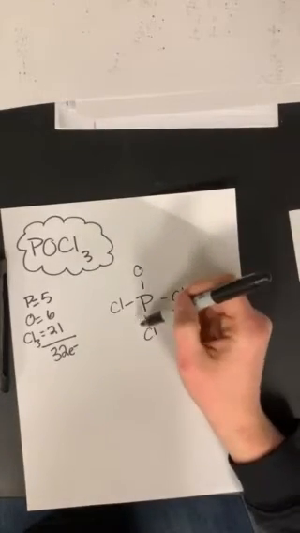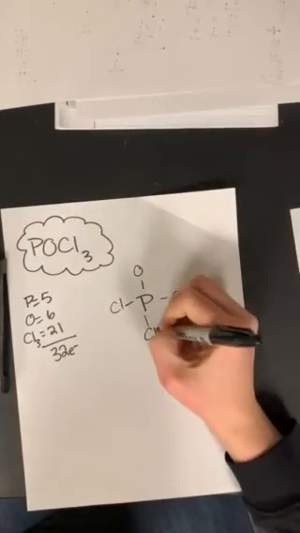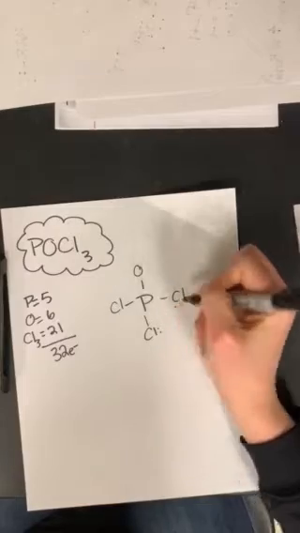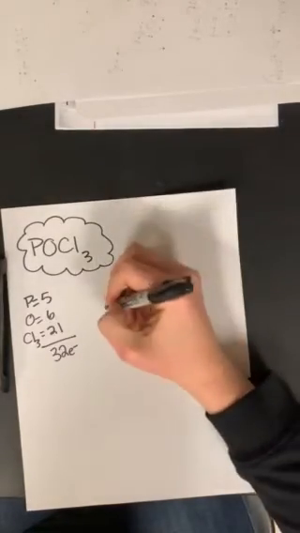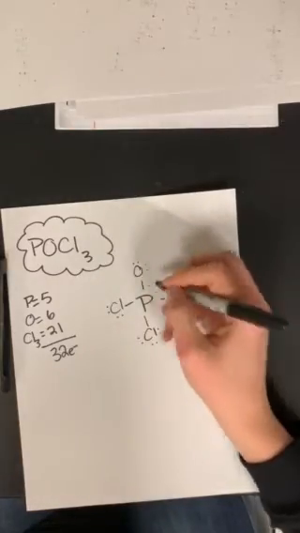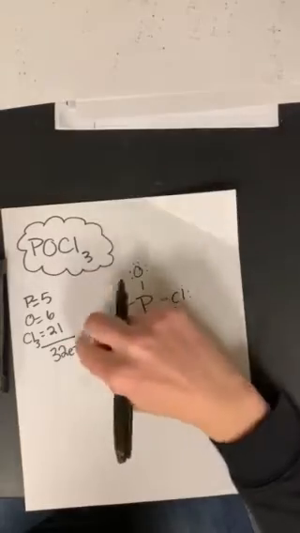So we have 2, 4, 6, 8 electrons present so far. We're going to continue to add until we get 32. So 8, 10, 12, 14, 16, 18, 20, 22, 24, 26, 28, 30, 32. We're out of electrons, so we're done drawing dots.